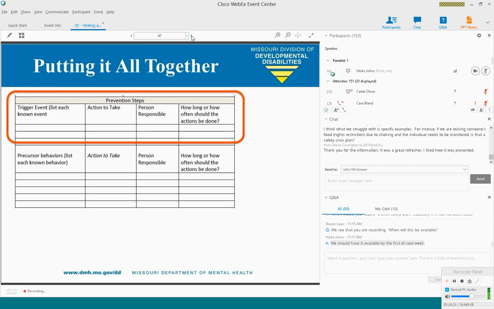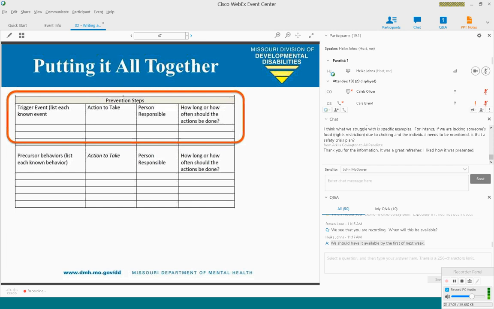So we've already listed out all those triggers for the person, those things that create a worsening. So now we need to figure out what we're going to do when one of those trigger events occurs or is likely to occur. So we want to describe what needs to happen to address it. So what specifically are we going to do to either prevent it from happening, or respond to it if it happens, and who's going to do it?